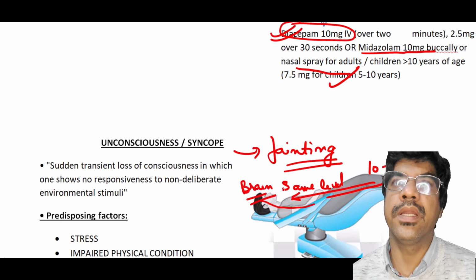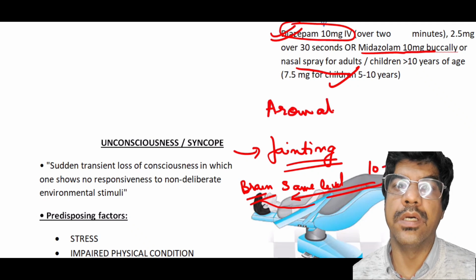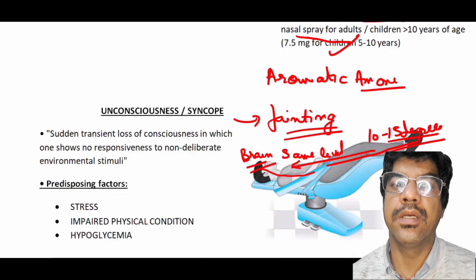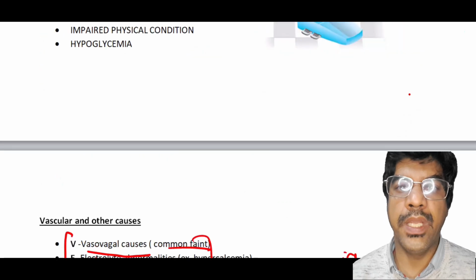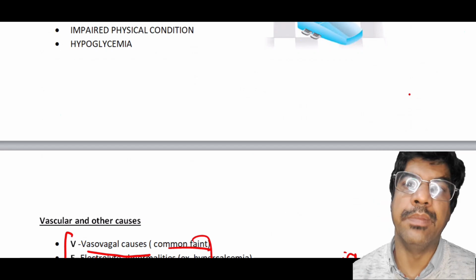Apart from that, you can give aromatic ammonia, that would stimulate the respiratory center, and atropine to counteract the bradycardia. So that could be the treatment choice.